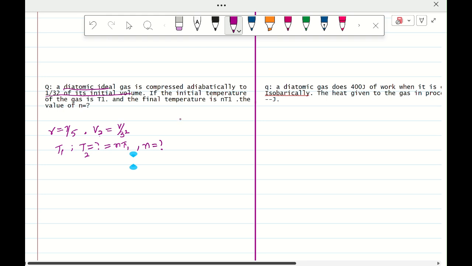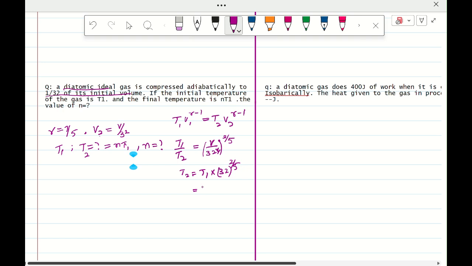Therefore the formula is T into V power gamma minus 1 is equal to constant, so T1 V1 power gamma minus 1 is equal to T2 V2 power gamma minus 1. Therefore T1 by T2 is equal to V2 by V1, where V2 is V by 32. Gamma for diatomic is 7 by 5, so gamma minus 1 is 2 by 5. Then T2 is equal to T1 into (32) whole power 2 by 5, with V cancelled.